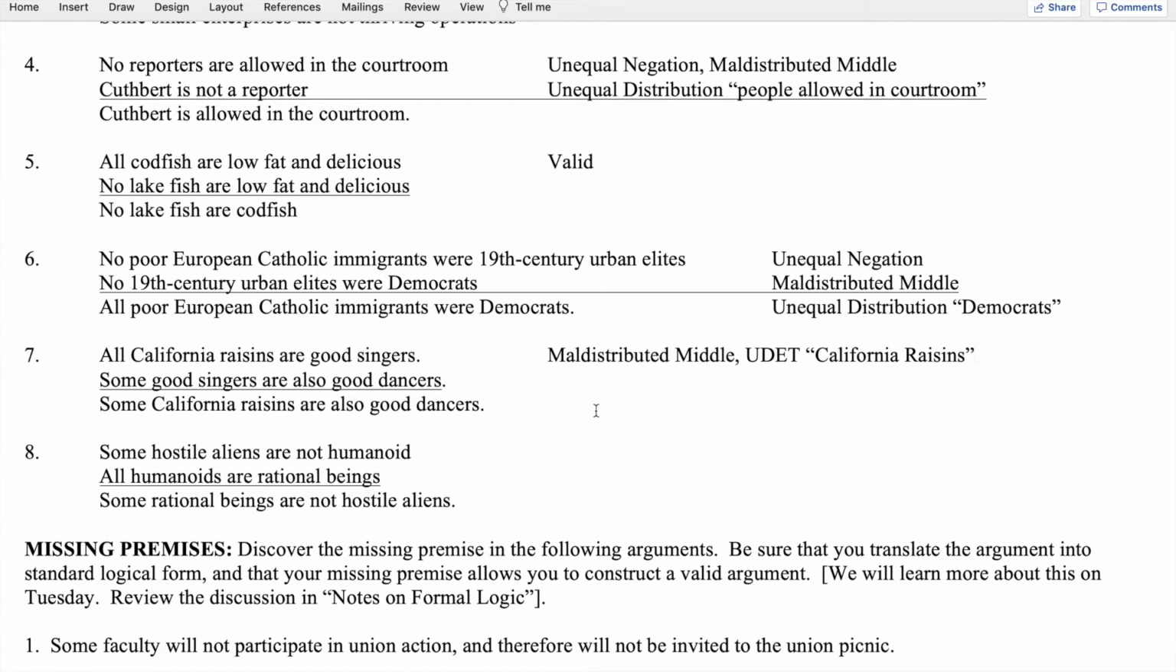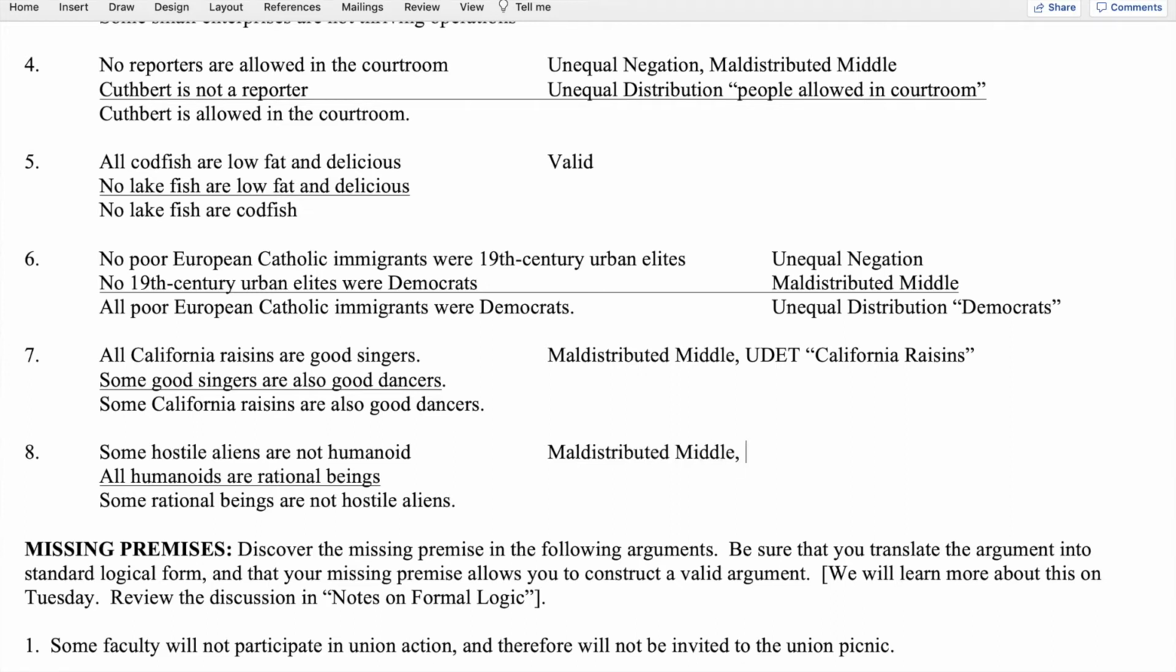The middle term is humanoid. We find that in both premises but not in the conclusion. But humanoid is distributed twice. In the first premise, it's the predicate of a negative, and in the second premise, it's the subject of a universal. So that's the fallacy of the maldistributed middle term.